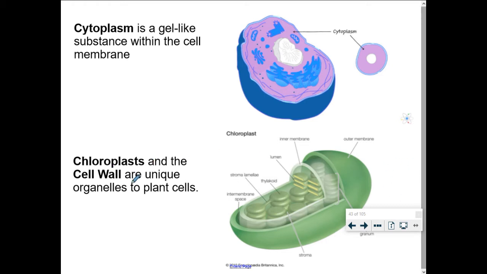Oh, wait, next two. These 2 things are unique only to plant cells, and I didn't actually write down what they do on this slide here, so let's discuss this. Chloroplasts, basically, they make the food. And they make food through the process of photosynthesis. You guys have probably heard that word before.